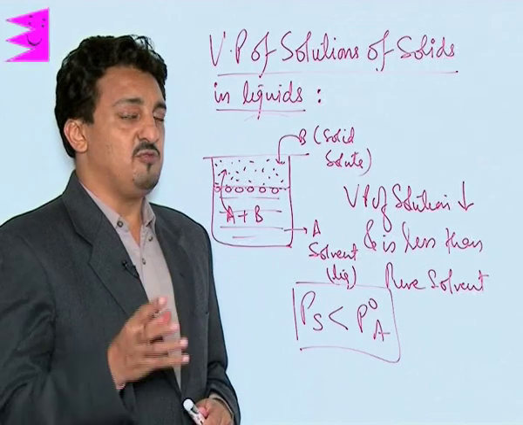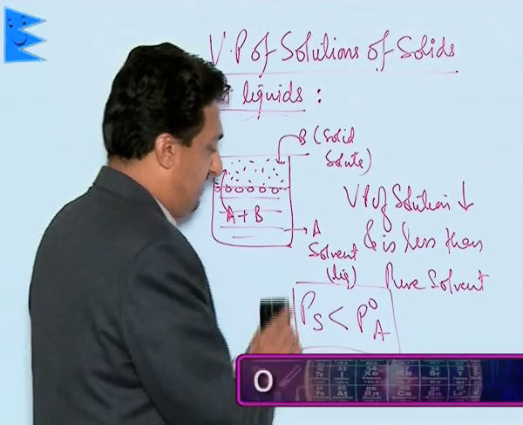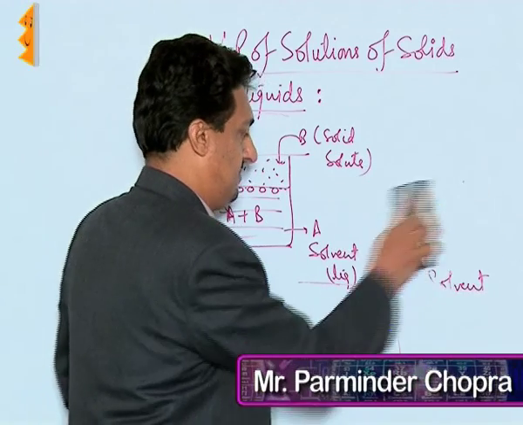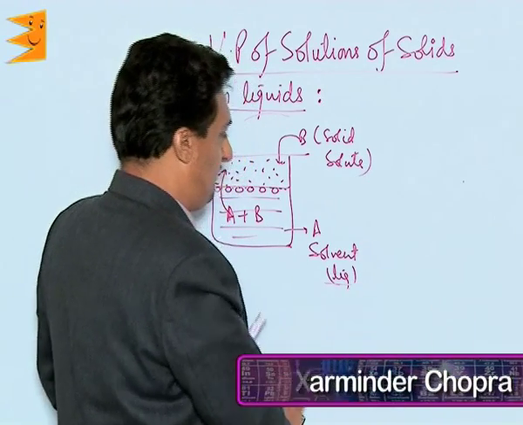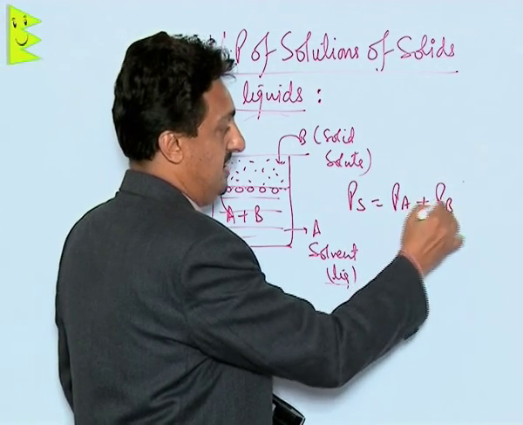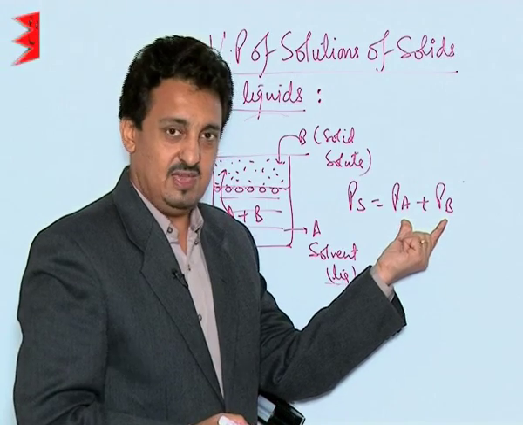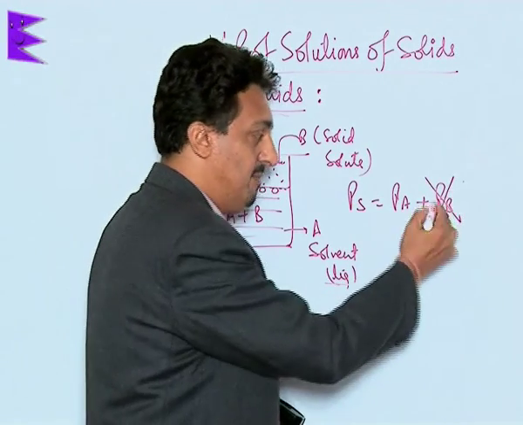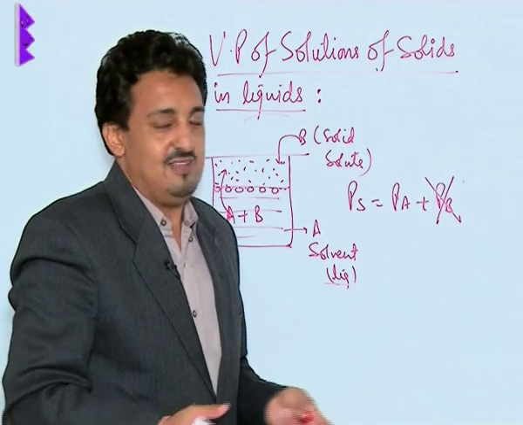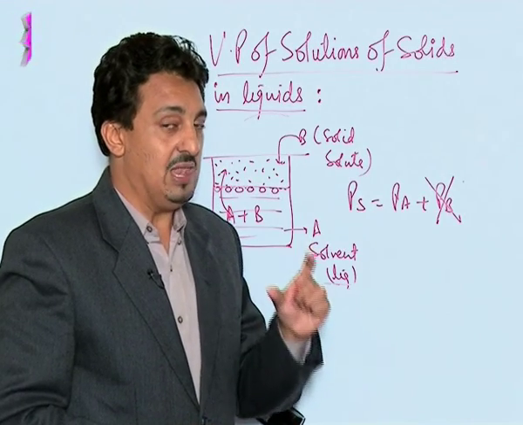Now, if we have to find the vapor pressure of the solution in this case, as per Dalton's law of partial pressure, we know it has to be PA plus PB, where PA and PB are the partial pressures of components A and B. We know there is no PB, because B is a solid and is not going to make any contribution. So we are left with only A.